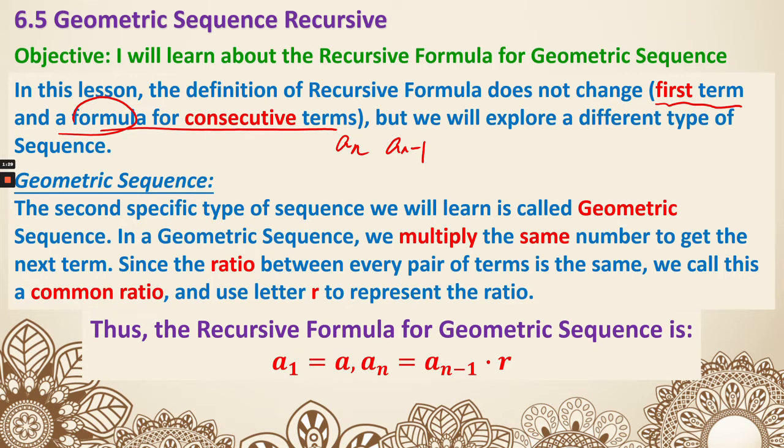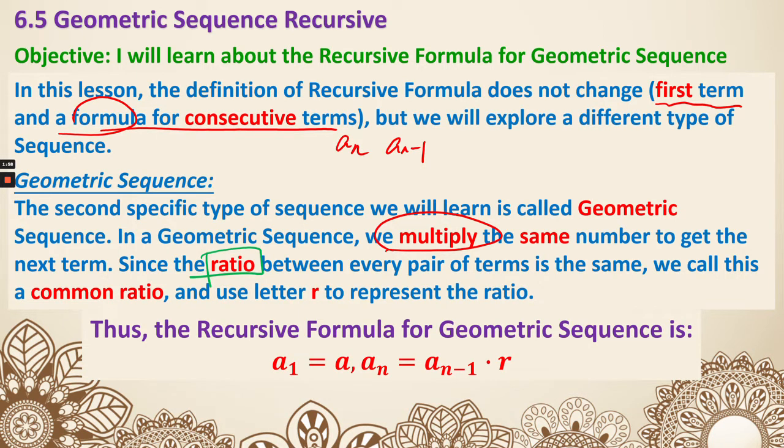In a geometric sequence, we're not adding or subtracting the same number anymore. Instead, we are multiplying the same number this time to get the next term. And since we're not adding or subtracting, it's not going to be a difference anymore. It's actually going to be a ratio, because multiplication and division are kind of the same, and ratio is typically formed by division, and we can also use division to find the ratio. And the ratio between every pair of terms is the same. That's why we call it a common ratio.